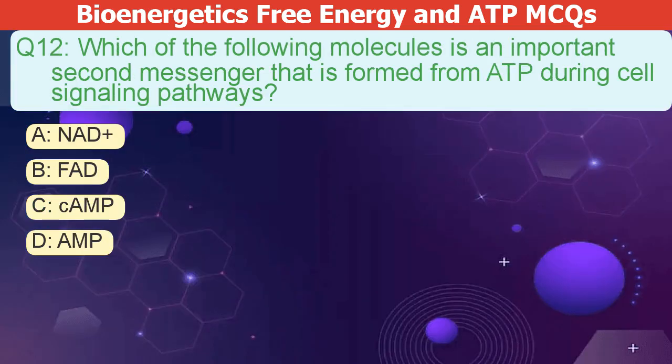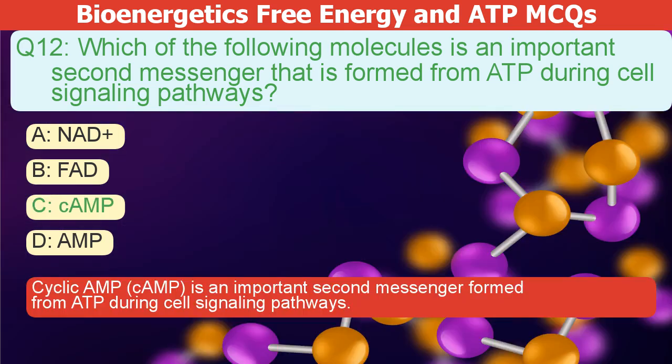Which of the following molecules is an important second messenger formed from ATP during cell signaling pathways? A. NAD+. B. FAD. C. Cyclic AMP. D. AMP. The correct answer is C. Cyclic AMP, or cAMP, is an important second messenger formed from ATP during cell signaling pathways.